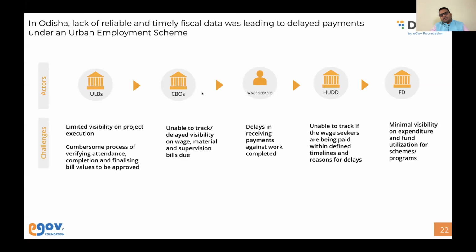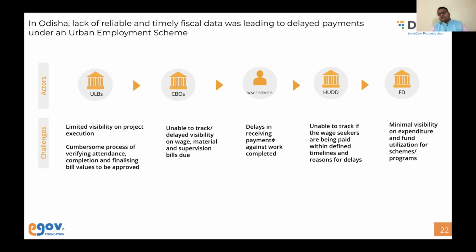For the community-based organizations, like I said, these are mostly women self-help groups. So there's a women empowerment angle to the scheme as well. They find it difficult to have visibility in a timely manner on the status of their bills. They've raised supervision bills, they've raised material bills, they've raised wage bills for wage seekers, but where is it? What is the status of these bills?